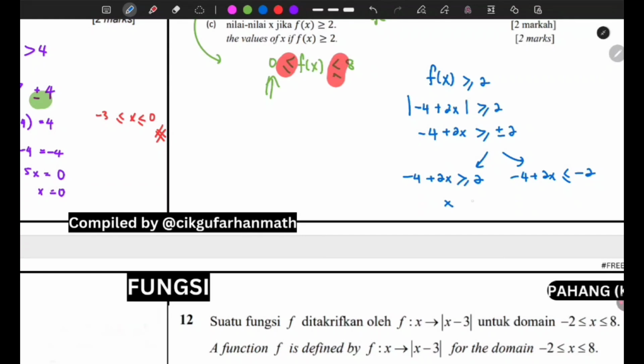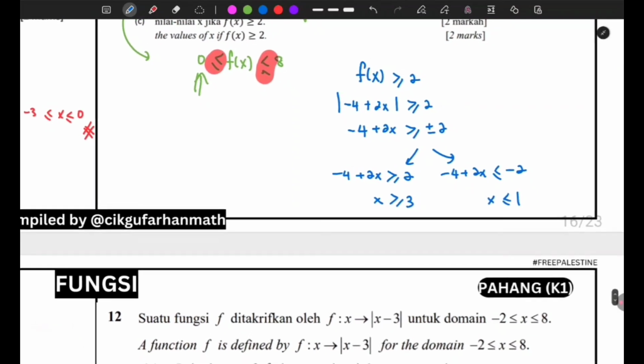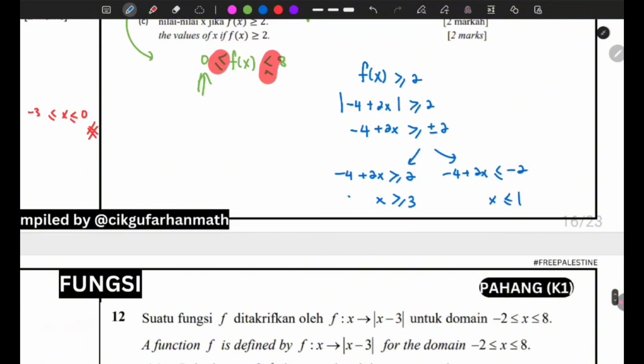So 2x minus 4, bring that to the other side, it becomes +4. 2 plus 4 is 6. 6 divided by 2 is 3. So x is more than or equal to 3. And here, -2 plus 4 is negative 2. It's just 2. 2 divided by 2 is 1. So x is less than or equal to 1. So these are the values of x. Done.